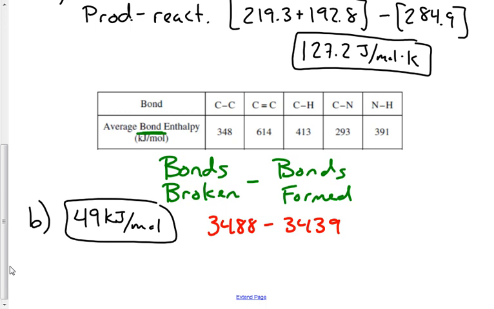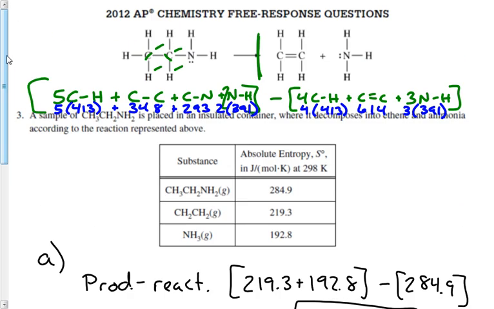Okay? 2 points. Let's talk about where you get it. 1 point is earned for the correct bond count and use of values from the table. 1 point is earned for the correct setup in terms of bonds broken minus bonds formed and calculated change of H. So basically, did you do bonds broken minus bonds formed, and then did you actually count them all up with the right numbers? So 2 points.